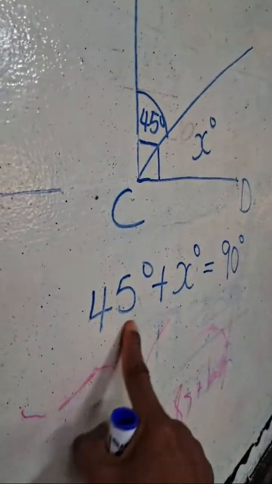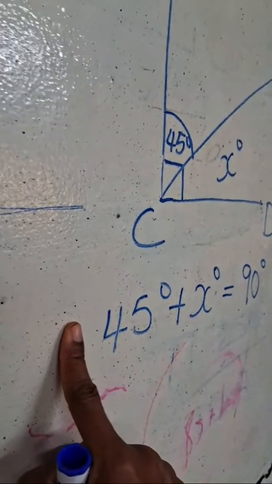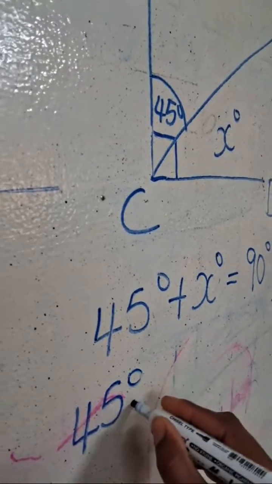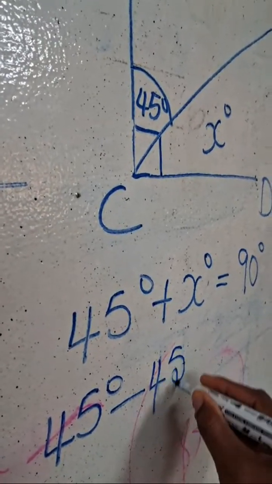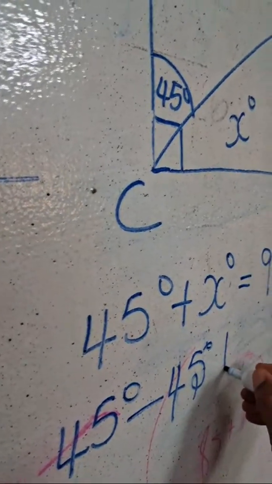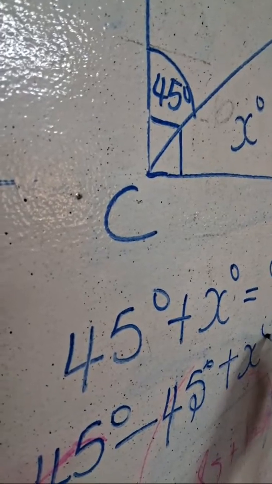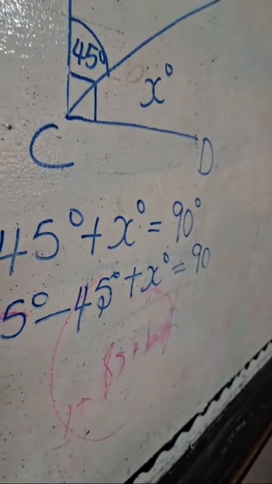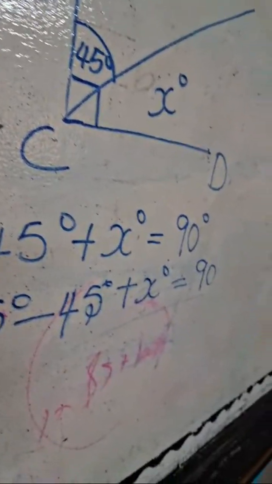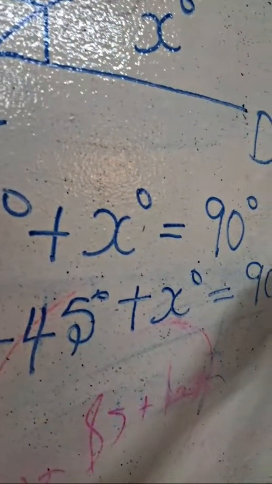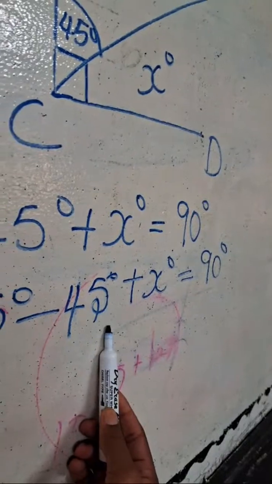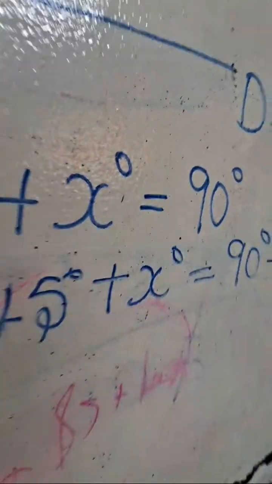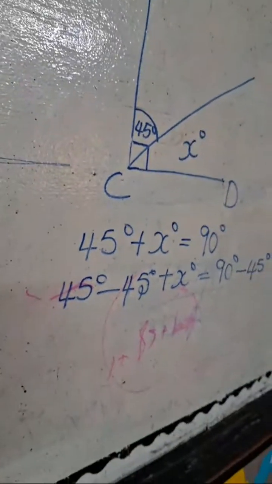So if you look at the 45 right here, it is a positive 45. So in order for us to get rid of the 45, we are going to rewrite it and take away 45 from 45 degrees. So that's going to cancel out that 45. Then we are going to be left with positive X, which is going to be 90 degrees. And remember, whatever we do on one side, we are also going to do on the other side. So we have minus 45 here, and we are going to have minus 45 here as well. So that is how we end up with this formula.